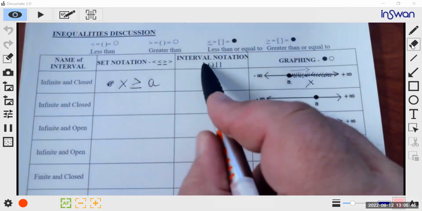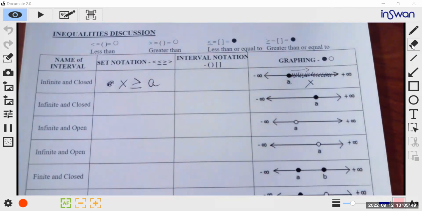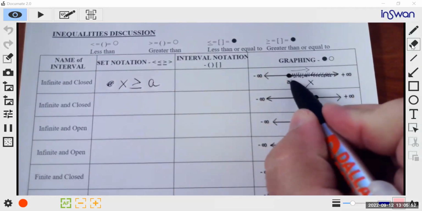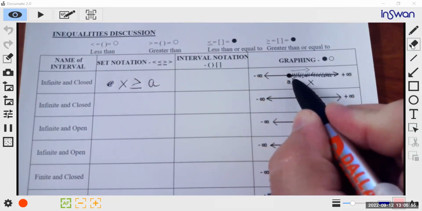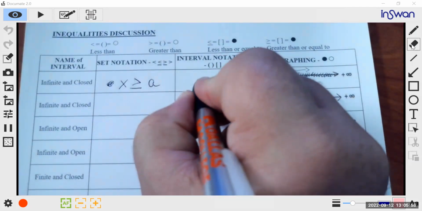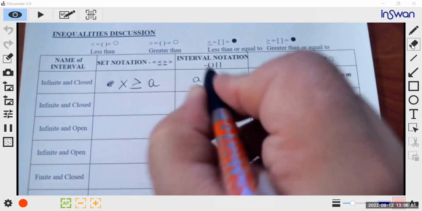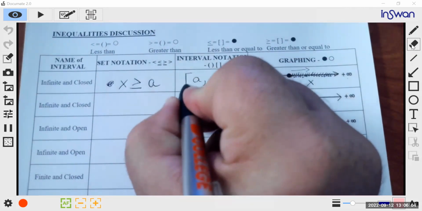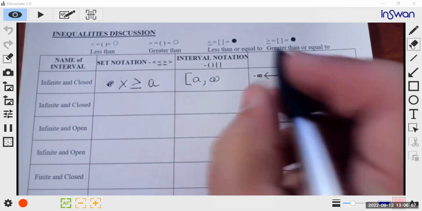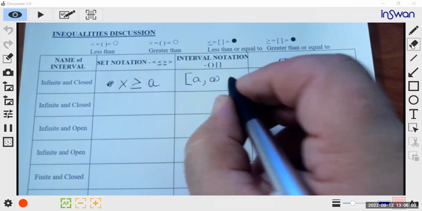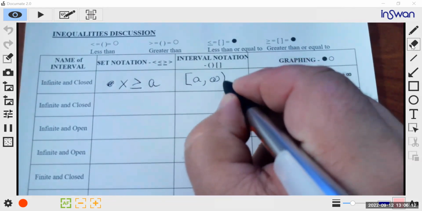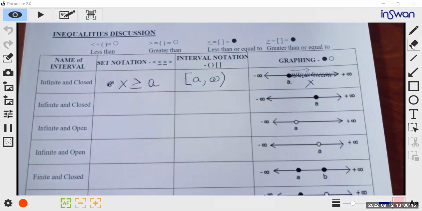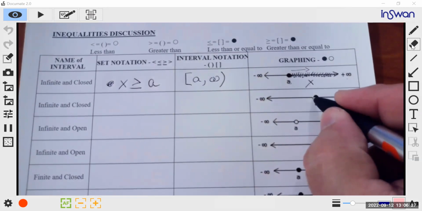Now, how would I do this using interval notation? Interval notation uses parentheses and brackets. Can I include A in my list? Yeah. So I start with A and go on to where? Infinity. I can include A. Can I include infinity? Can you ever get to infinity? No. So infinity is always a parenthesis.